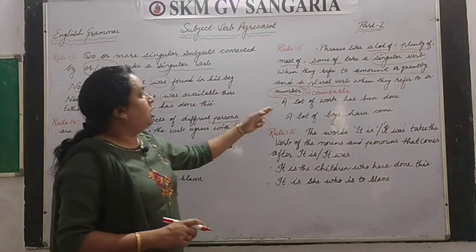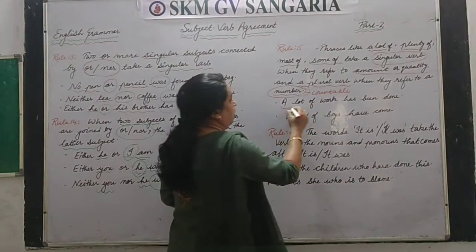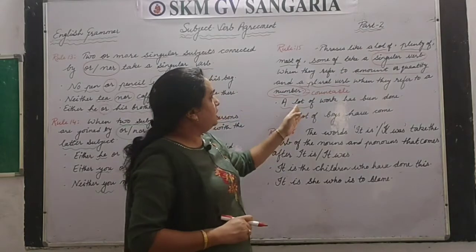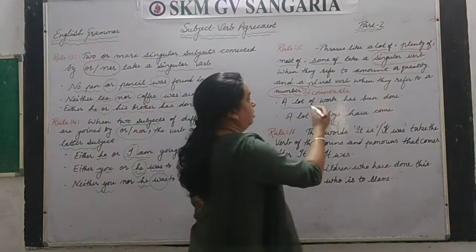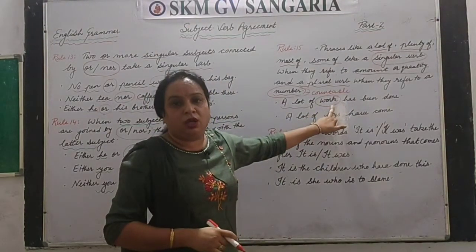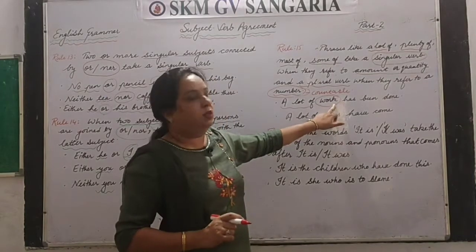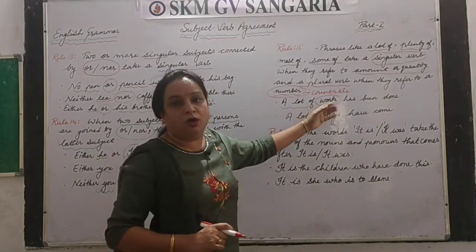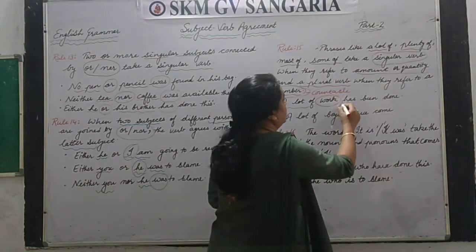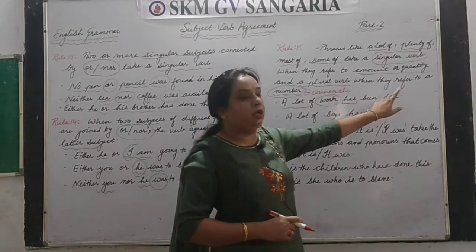See examples. A lot of work has been done. Now a lot of is there, right? Next is what? The noun is what? Means the subject is what? Work. And work is what? Countable or uncountable? It is uncountable, right? So when it is uncountable, when it is telling us about the amount or the quantity, so therefore we have to use here singular verb, which is has been done.